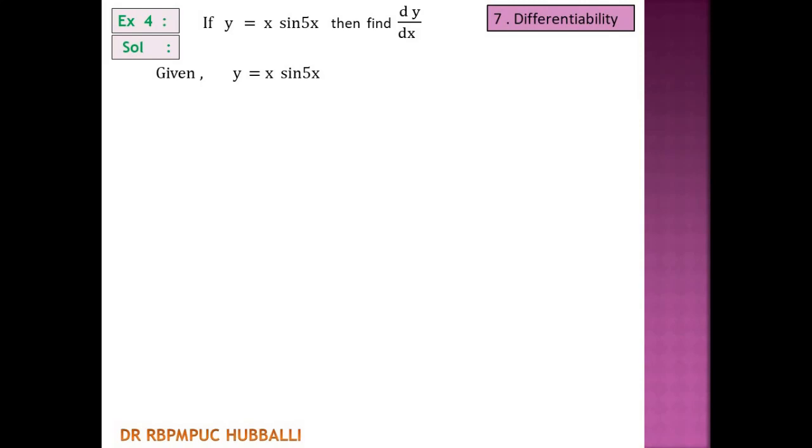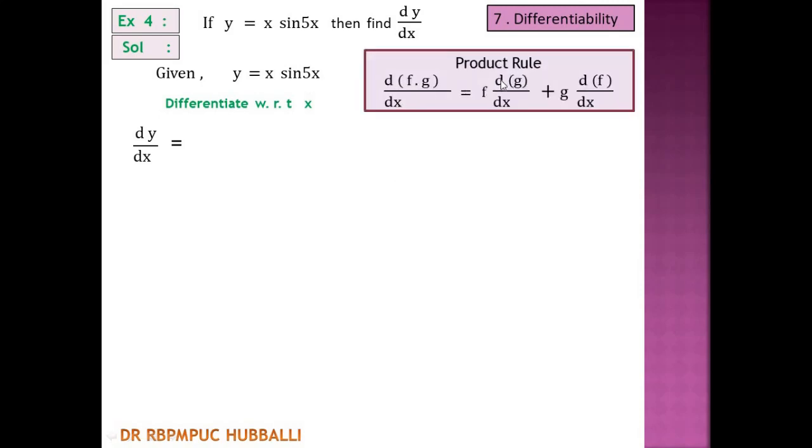So first you write the given function, y is equal to x sin 5x. Now this function y is the product of two functions. When you read the function you will come to know whether it is a product, addition or division. x into sin 5x is a product of two functions. So to write the derivative of this function, first we have to follow the product rule.